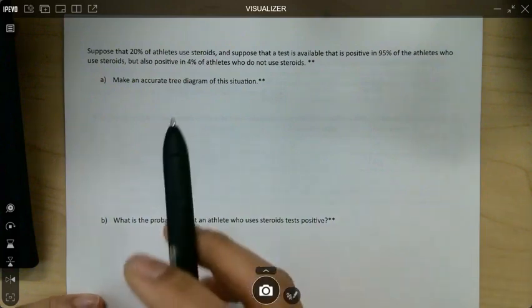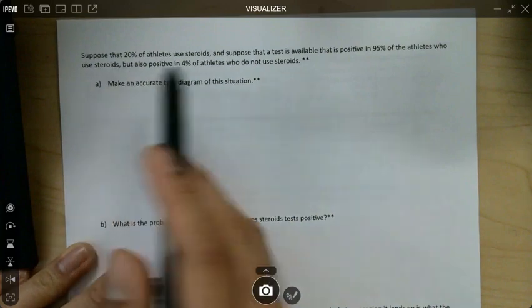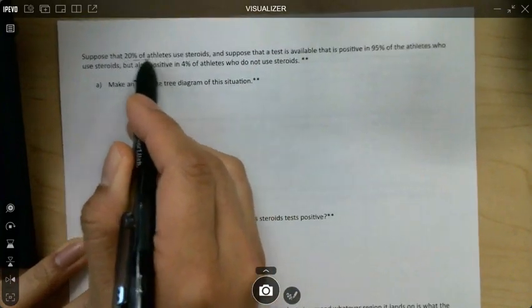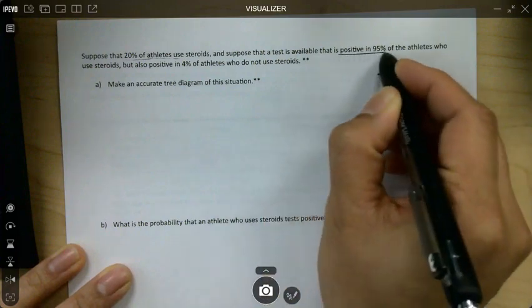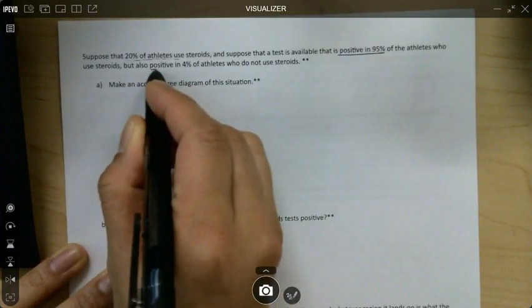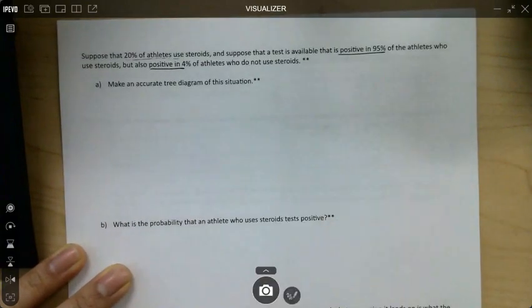All right, so the first question I'm going to go over is the tree diagram question. It says, suppose that 20% of athletes use steroids. Suppose that a test is available that's positive in 95% of the athletes who use steroids, but also positive in 4% of the athletes who do not use steroids. So first thing we're going to do is make a tree diagram.